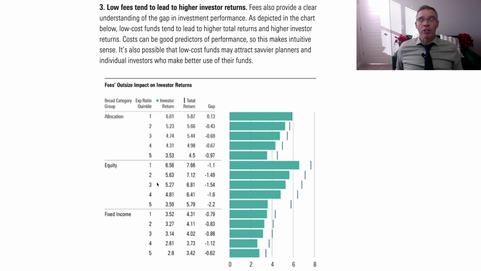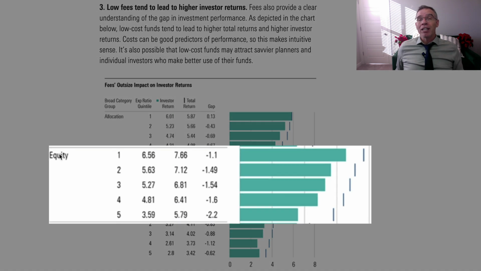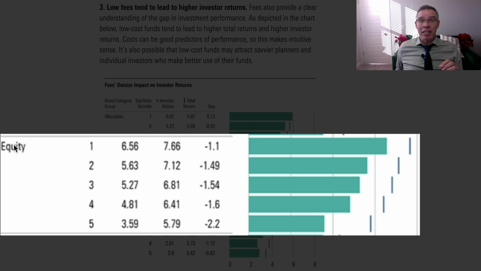Let's look at this chart here. They've gone ahead and broken this down into different types of categories. And we're going to look at the equity category here. Then they've gone ahead and taken the fees that they charge and broken it down into the lowest fees, which would be here at number 1, and the highest fees here at 5. So these quintile of fees. And then they've gone ahead and given what the average return is for an investor and what the total return is, in other words, what the ETF was making totally. And they give a gap here, so we see negative 1.1.